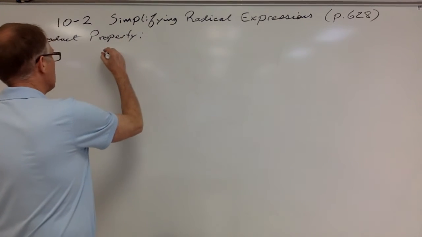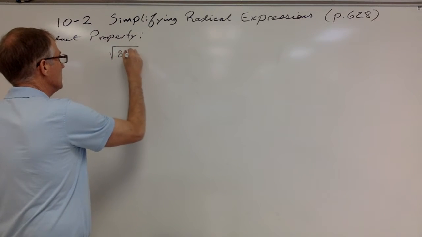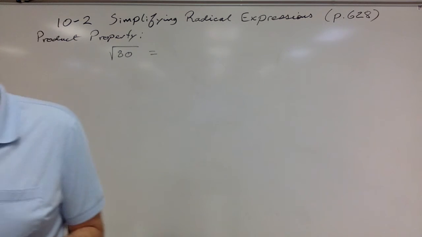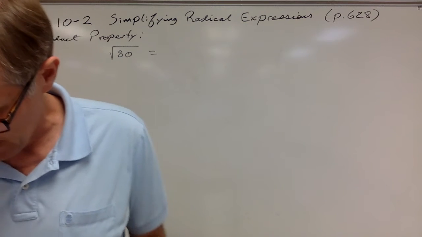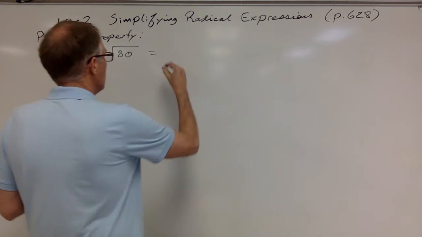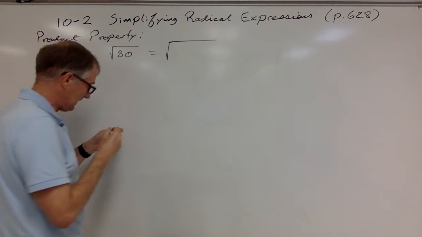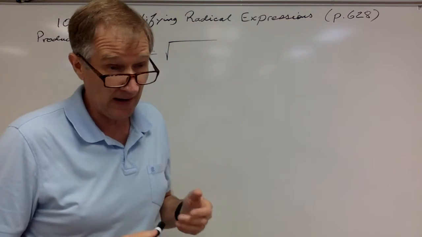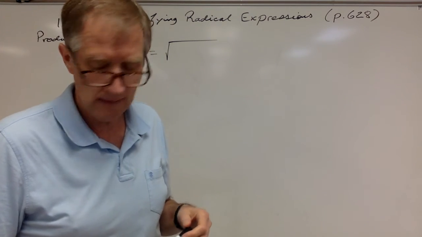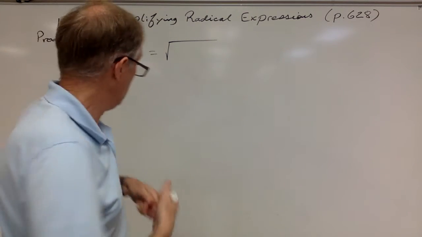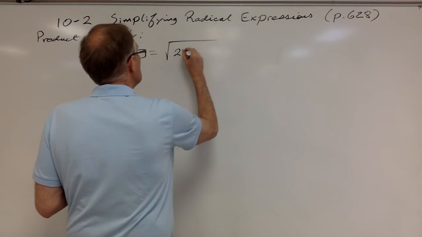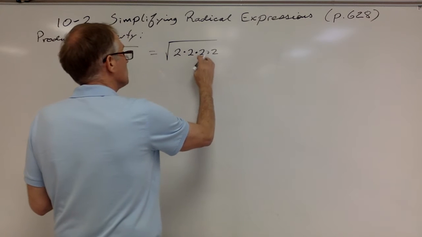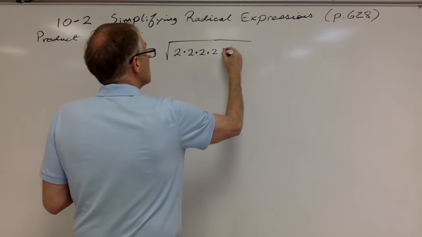If they say something like simplify the square root of 80, then we can just break this down into its prime factorization. So that's going to be the square root of, well, what's 80? 80 is 16 times 5. So that's going to be 2 times 2 times 2 times 2. 2 times 2 is 4, times 2 is 8, times 2 is 16, times 5.